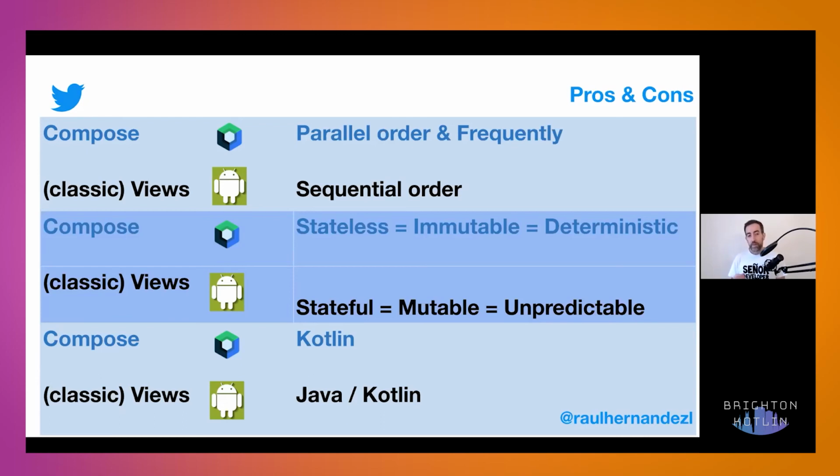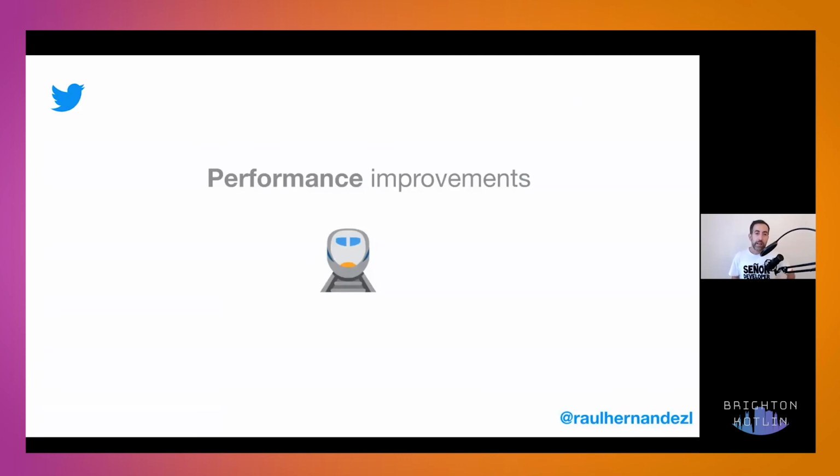Then, Compose only runs in Kotlin, so you had better migrate everything if you still have Java files. Classic views, on the other side, can use Java or Kotlin files, obviously, because classic views belong to the Android OS, so for sure they won't be removed. Now, thinking about improvements, performance is something that Compose really achieves. We're going to have parallelization in the rendering of the UIs, and it is meant to be really, really fast. It's already fast, but in the future, probably going to be even better. So we'll see.